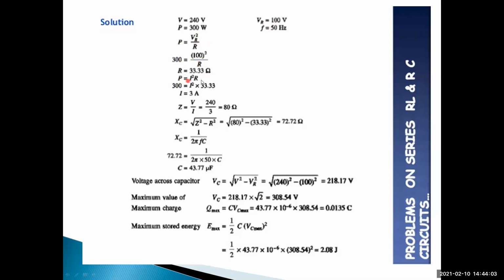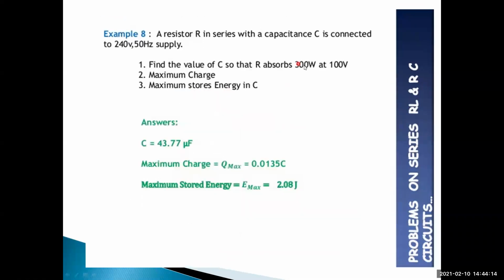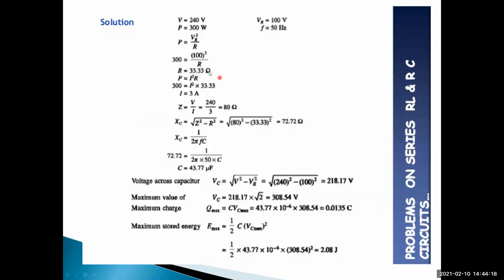And by using this relation, we have to find the current. Power is equal to I square R. Power is known and resistance is also known, since we already found the resistance. Then power is equal to I square R, so I square is 9, and I is equal to 3 amps.